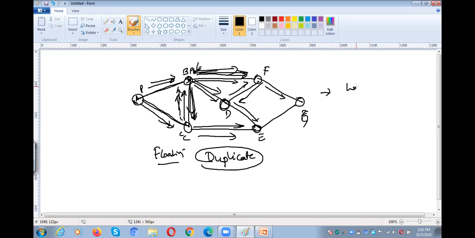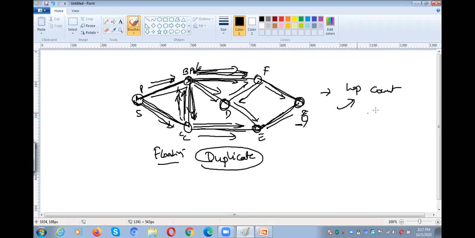The solution is hop count. What is hop count? It is the number of hops needed to reach the destination from the source. If this is the destination and this is the source, it is one hop, two hops, three hops. Or in this direction, one hop, two hops, three hops. If you move in this direction, one, two, three, four. Hop means the distance between links. A hop is nothing but a link.